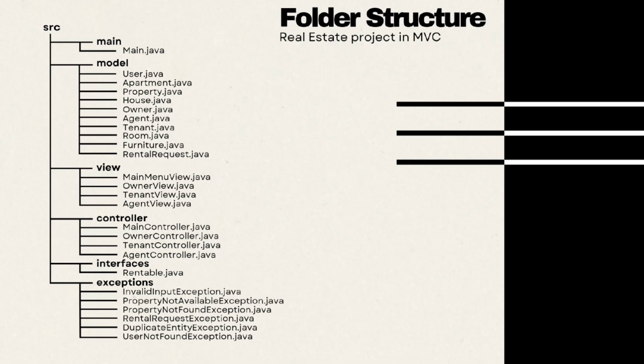Okay, next is the view layer. The view layer is responsible for displaying information to users. The view classes in our project are main menu view, owner view, tenant view, and agent view. These classes handle the screens and menus that users interact with throughout the system. And finally, we have the controller layer.